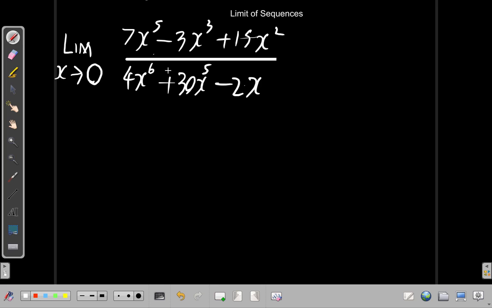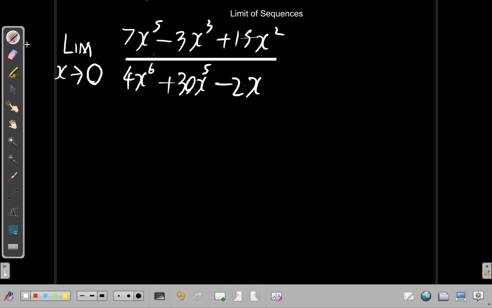Now, if we put 0 directly into this, what we would have is 7 by x to the 5th would be 7 times 0 to the 5th, which is 0, minus 3 times 0 cubed, which is 0, plus 15 by 0 squared, which is 0, divided by 4 by 0 to the 6th, which is 0, plus 30 by 0 to the 5th, which is 0, minus 2 by 0, which is 0. And you know we cannot divide by 0, so this wouldn't work.